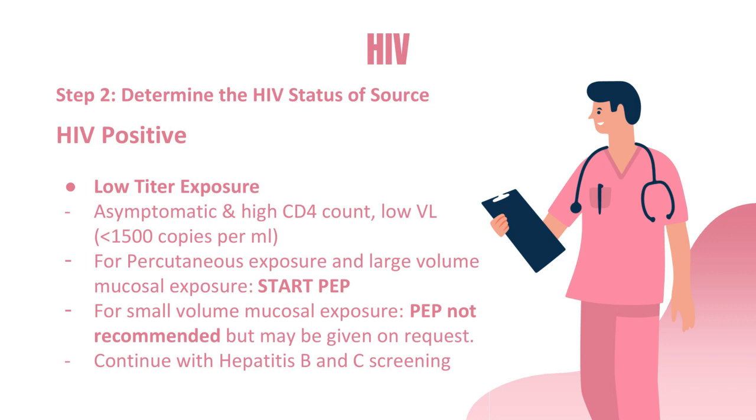Step 2 is to determine the HIV status of the source. The status of the source can be determined after proper counseling and testing. For HIV positive with low titer exposure, this is asymptomatic with a high CD4 count and low volume. For percutaneous exposure and large volume mucosal exposure, it is recommended to start PEP.